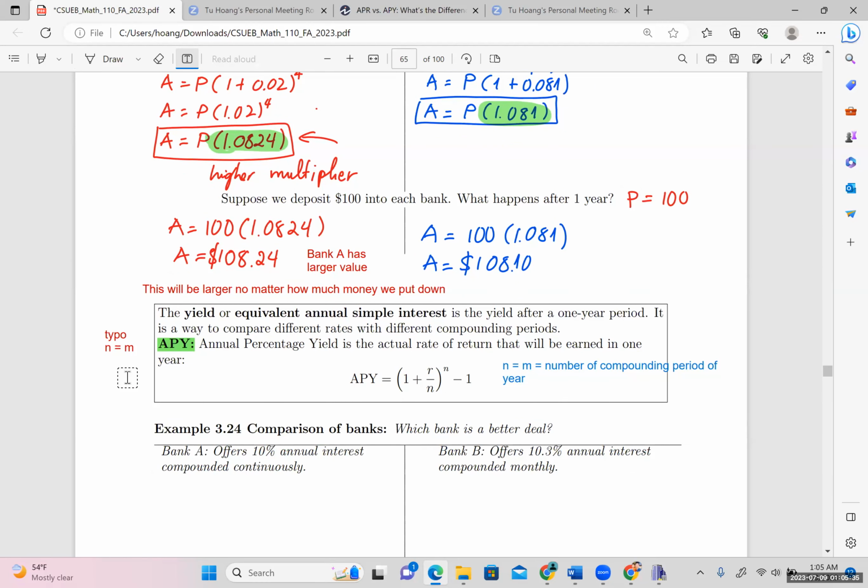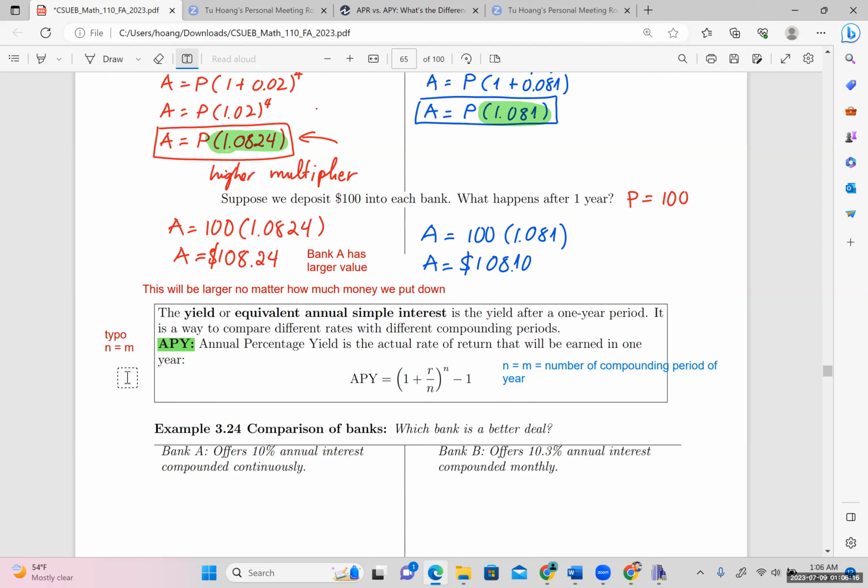And down here, I would like to introduce the yield, or the equivalent annual simple interest, which is the yield after a 1 year period. It is a way to compare different rates with different compounding periods. So that means we need to find the annual percentage yield, which is the actual rate of return that will be earned in 1 year.